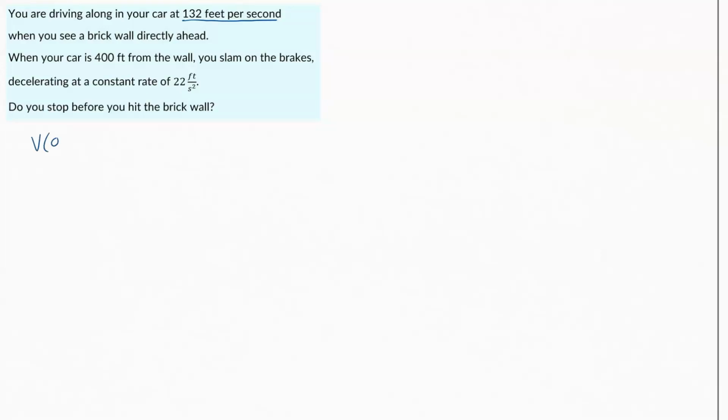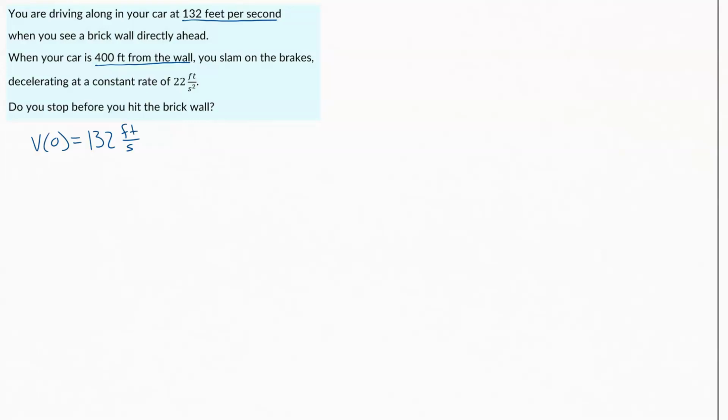So you want to pull that out and say, my initial velocity, v of 0, is equal to 132 feet per second. We see a brick wall ahead of us. We're 400 feet from the wall when we slam on the brakes. Careful on this when we see the 400 feet from the wall. A lot of people want to use that as their initial position.